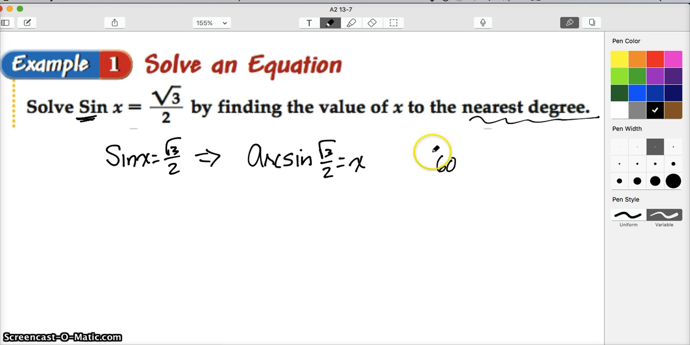The sine of 60 degrees is equal to the square root of 3 over 2. So x is equal to 60. Yes, you could have grabbed a calculator and done this. I know you guys know how to do it. But yeah, we got to start using our memory.